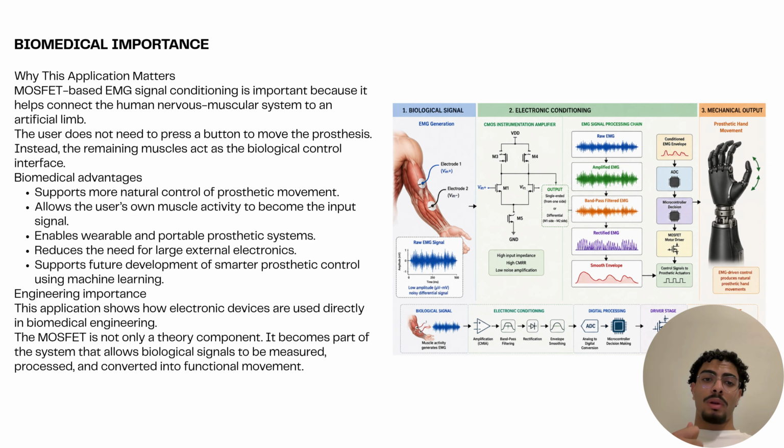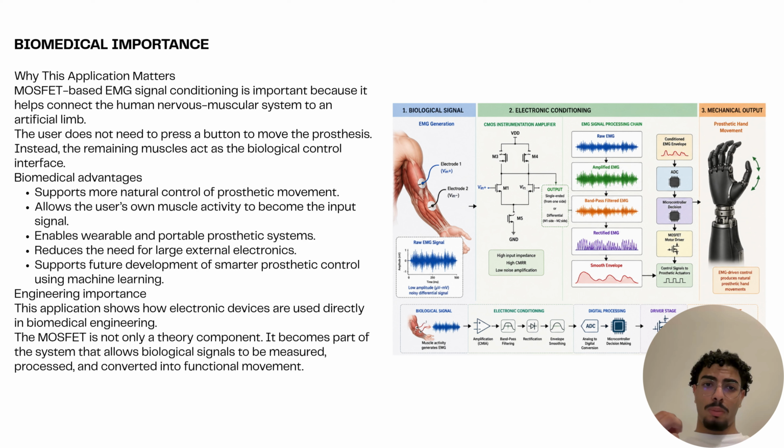This application is important because it connects the human neuromuscular system to an artificial limb. The user does not need to press a button to move the prosthetic hand. Instead, the remaining muscles become the biological control interface. There are several biomedical advantages to this.